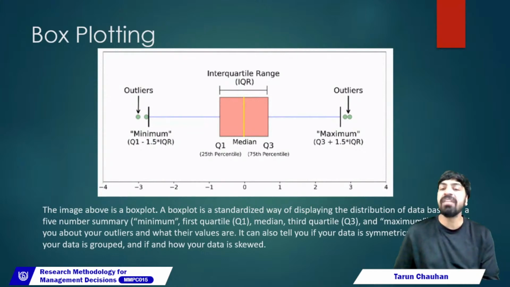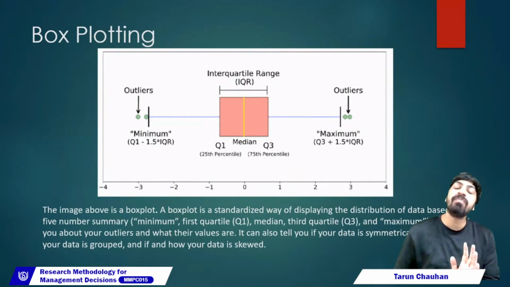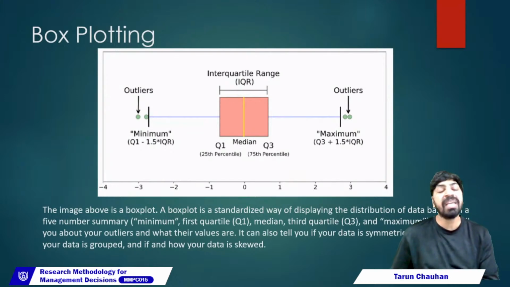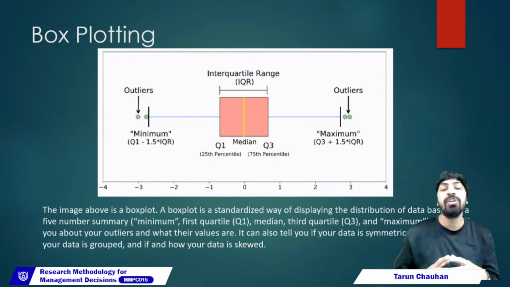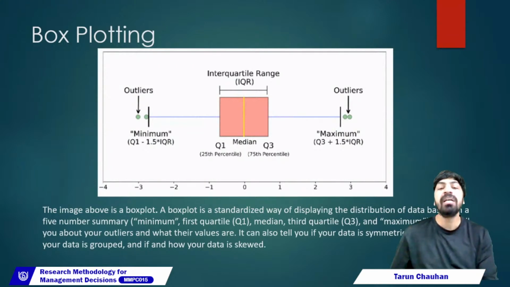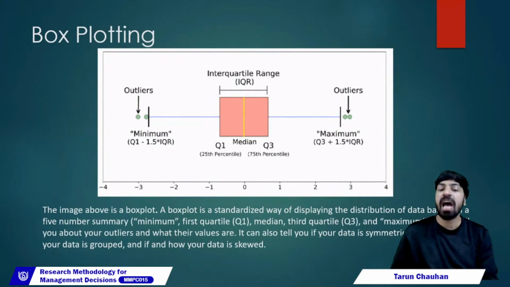It includes the 5 number summary: the minimum value, first quartile, median, third quartile, and the maximum value. When we talk about the data set, if your data is symmetrical, that means you have to group the data in a very systematic manner. And if your data is flatter, then you have to check how your data is to be measured through statistical tools.